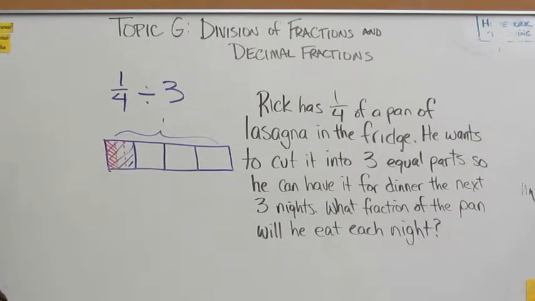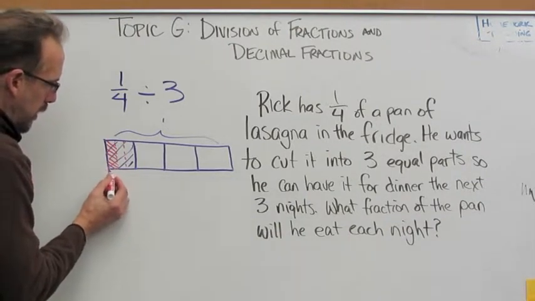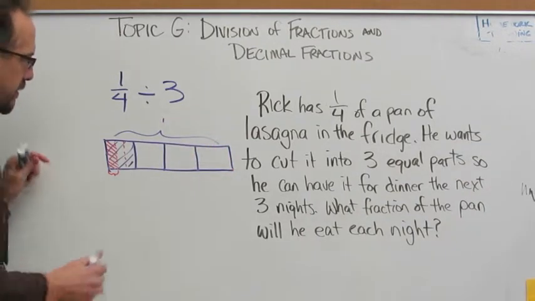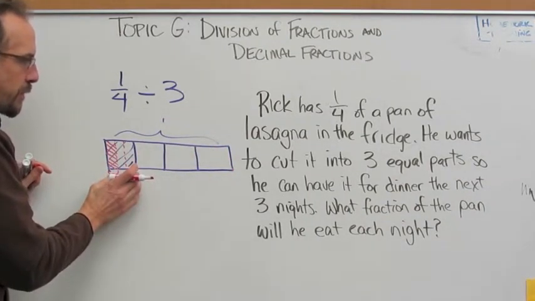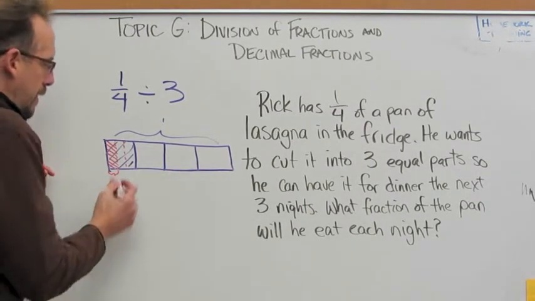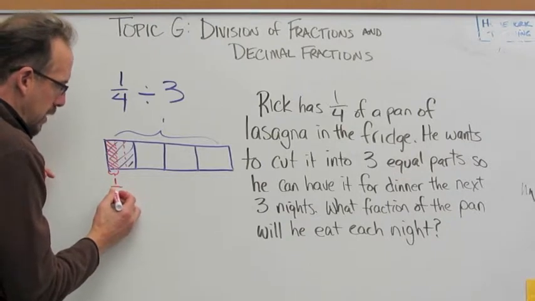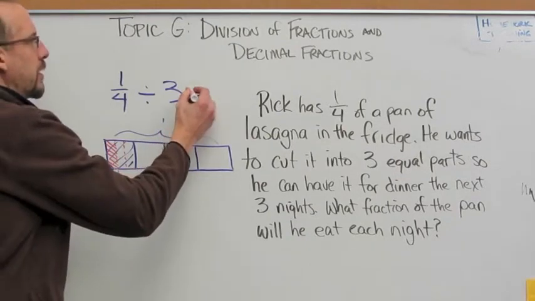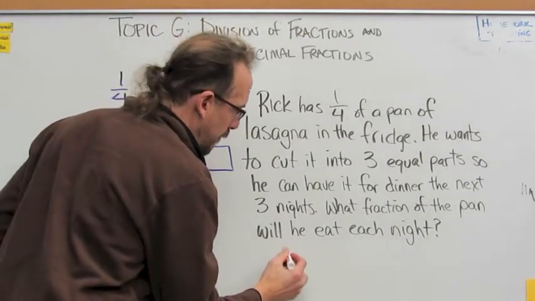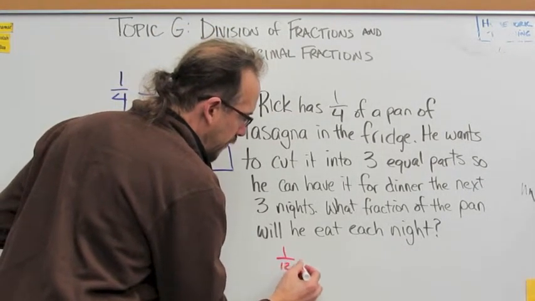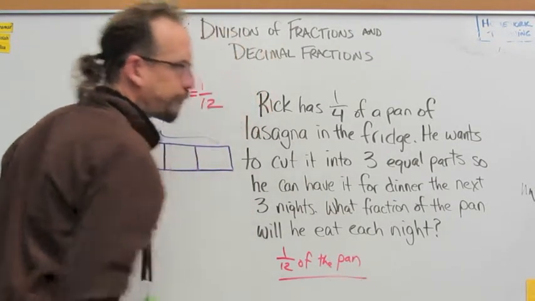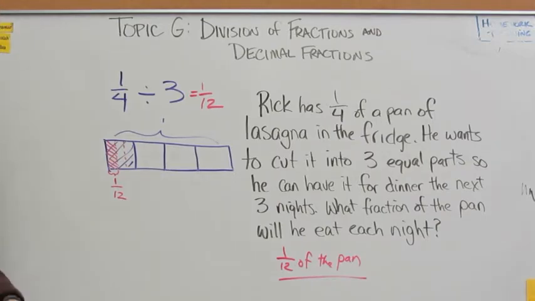And what I have to figure out is, what is this one little part out of the whole thing, so I know what to call it. And there are 3 in each one of these parts, so 3, 6, 9, 12 of them, meaning this has to be 1/12. And that's how the fraction of the pan, I'm getting 1/12 of the pan is how much I'll get to eat each night. That's not going to be enough to fill me.